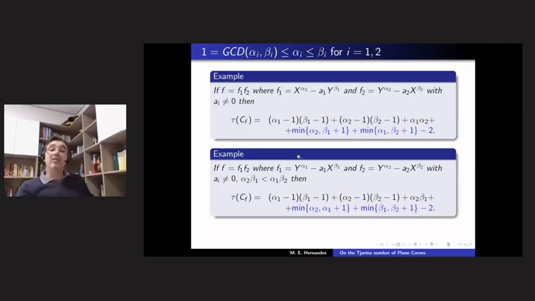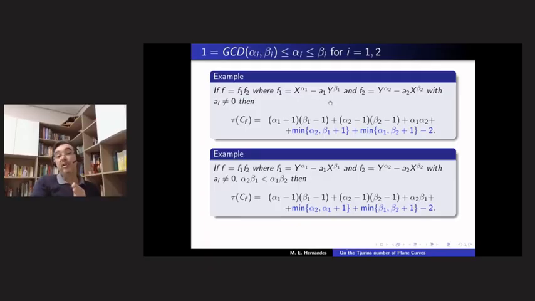For instance, let's consider the case when we have two reducible branches, F1 and F2. Each branch is quasi-homogeneous, but the product F is not a quasi-homogeneous curve. So we can compute in this way the Tjurina number of F using the previous formula. As each branch is quasi-homogeneous, when we apply the previous formula, we obtain that the Tjurina number of the curve is the sum of the Tjurina number of each branch.